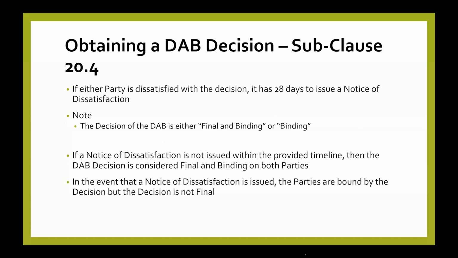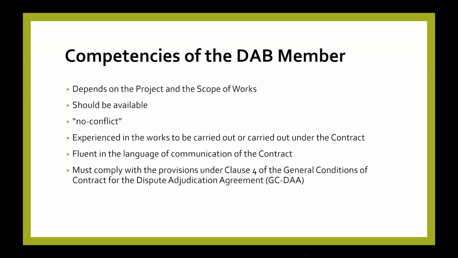So when a decision is issued, if a party is dissatisfied with the decision, it has 28 days to issue a notice of dissatisfaction. The good thing about DABs is that the decision of the DAB is either final and binding, or binding. Final and binding: if a notice of dissatisfaction is not issued within the timeline, then it's final and binding and everybody is bound by it. But if a notice of dissatisfaction is issued, then it's binding. So all parties would give heed to the decision, but you have a chance to appeal it in arbitration. We'll also come to the amicable settlement.